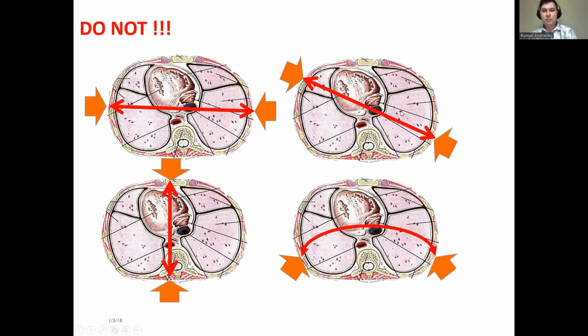If we look at the human body from above, so this is the projection. This is the front of our body. So this is the rib cage. This is the spine. This is the anterior part of the body. This is the back. This is the posterior part.